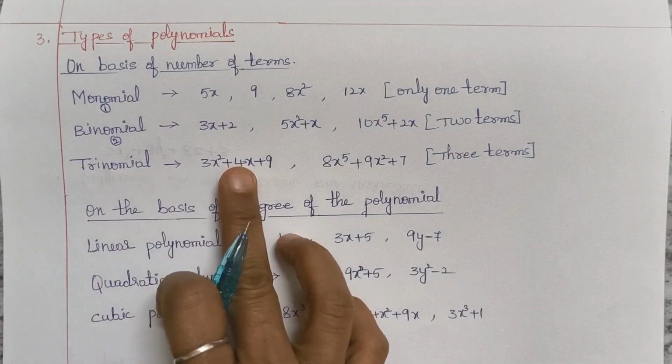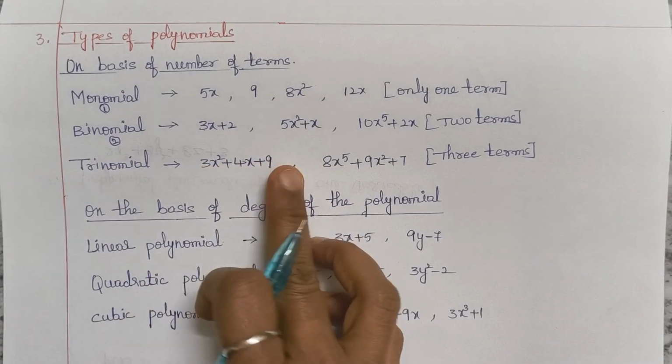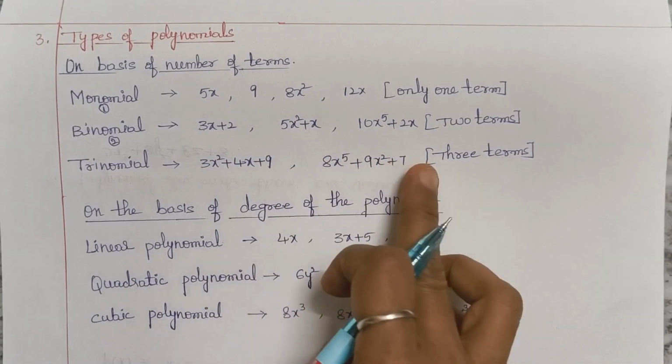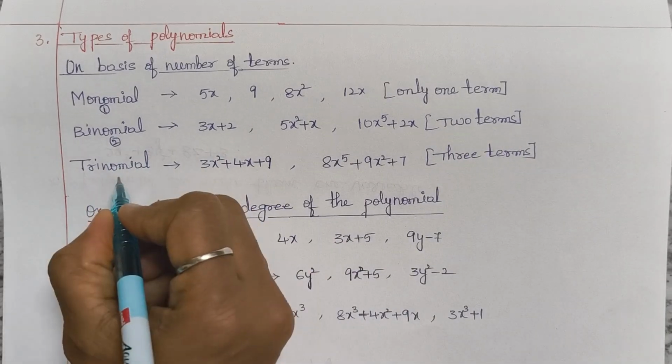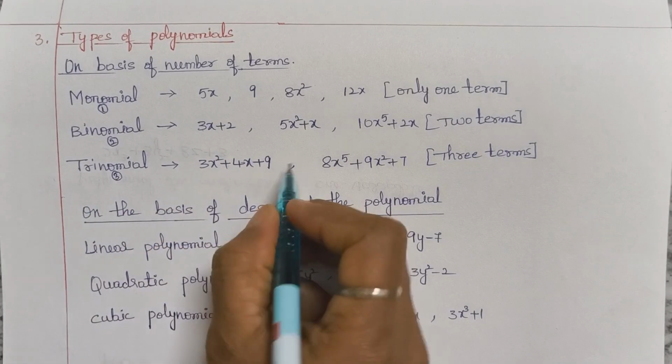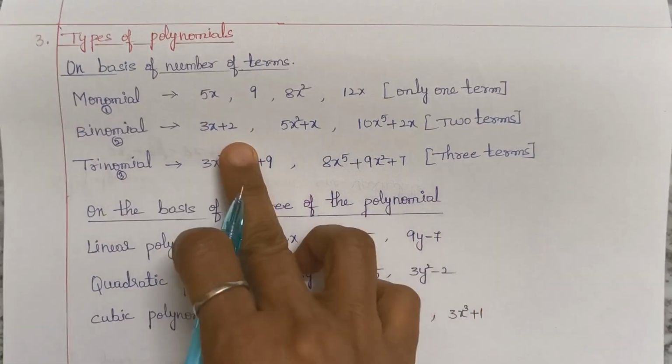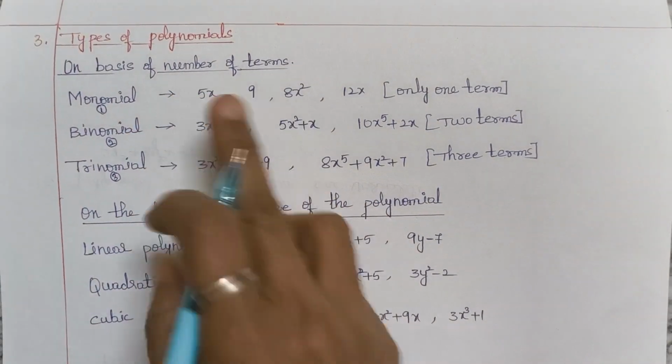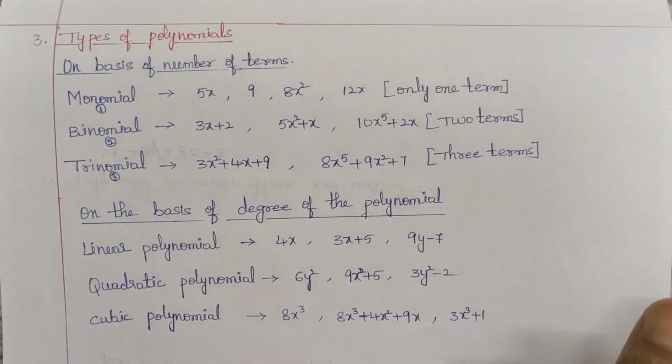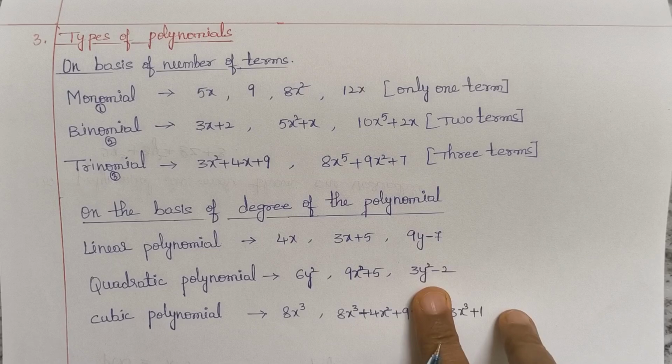Next, if an expression has three terms, it is a trinomial. Here also there are three terms, so it is a trinomial. Three terms in the expression means it is a trinomial. Okay, on the basis of terms: one term is a monomial, two terms means binomial, three terms means trinomial.